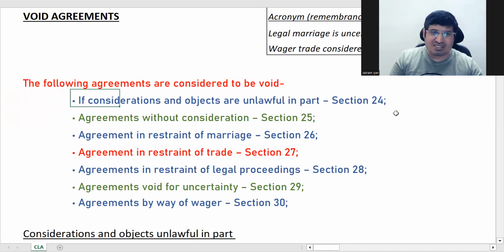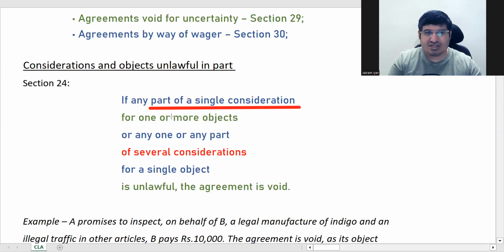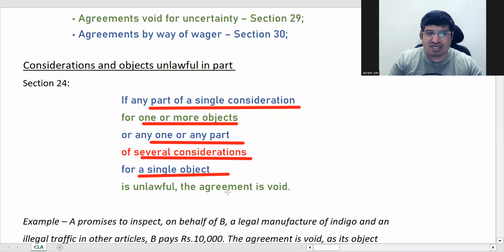The first is considerations and objects unlawful in part, then the agreement is void. What is this? If any part of a single consideration for one or more objects, and any one or more parts of several considerations for a single object, is unlawful, the agreement is void. So what does it mean?